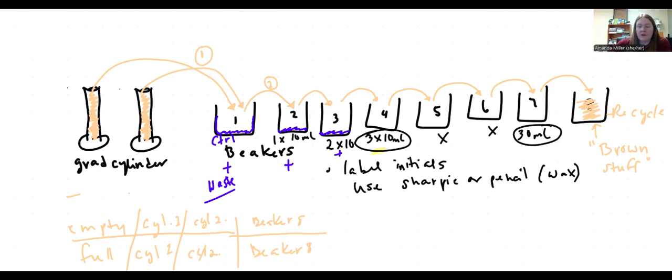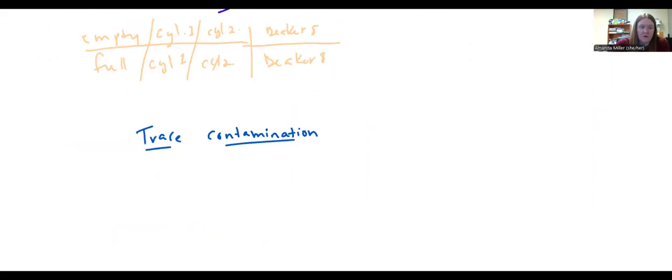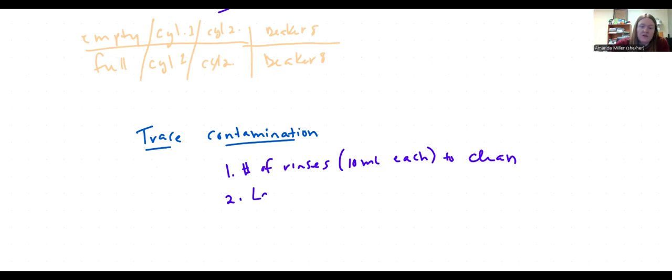But by doing this, we are going to be able to have 2 different hypotheses on the trace contamination experiment. We're going to have one of them about the number of rinses, in this case, 10 milliliters each, to get something clean. And we're going to have a second hypothesis about whether a large rinse of the same volume is better or multiple small rinses is better. So 2 different hypotheses about trace contamination, about how we clean our glassware.